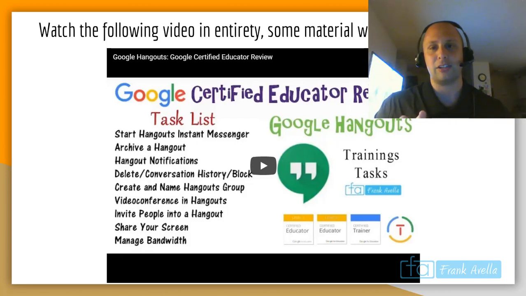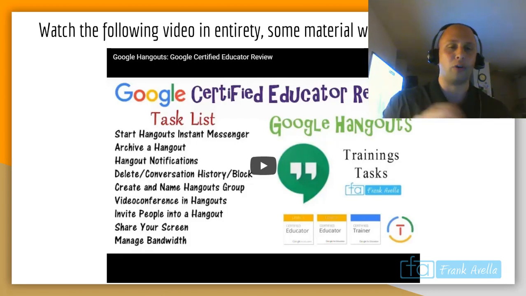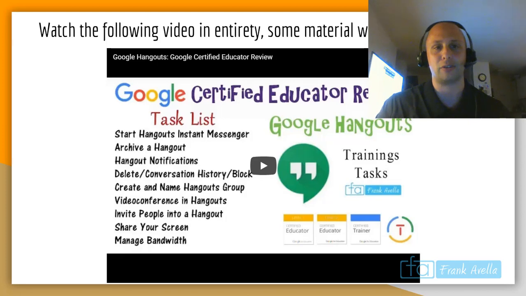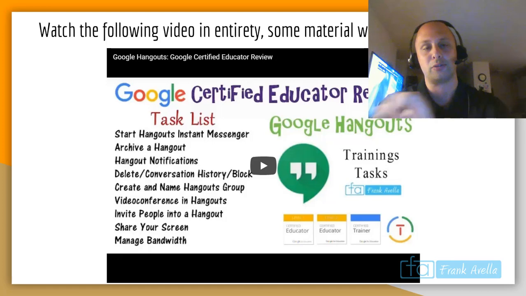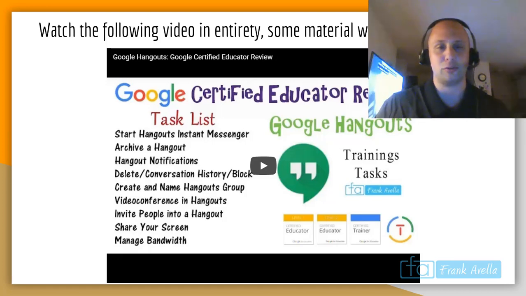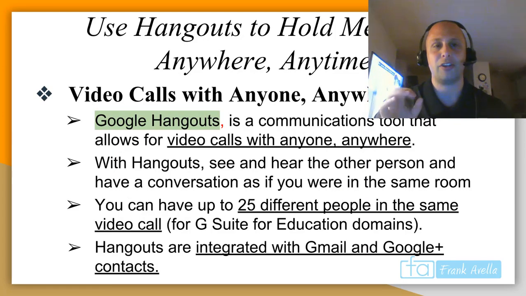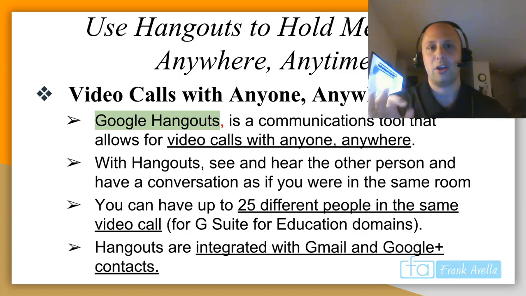But basically this is your Google Hangouts, and it goes over all the different task lists, right? So it talks about start Hangout Instant Messenger, archiving Hangouts, Hangout notifications. This video, it's embedded into the PowerPoint. It's also linked to specific parts of the PowerPoint as we come up, but you can find it on my YouTube channel. All right, so video calls with anyone, anywhere. We're on Google Hangouts now.